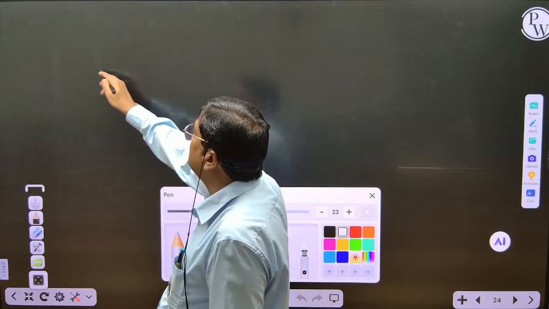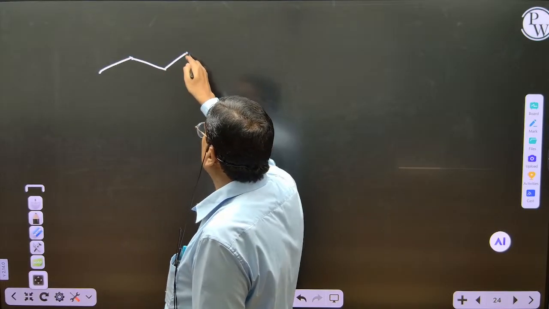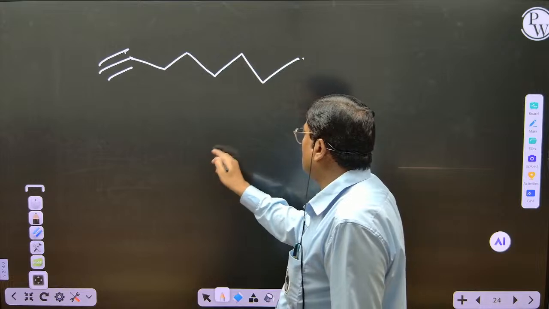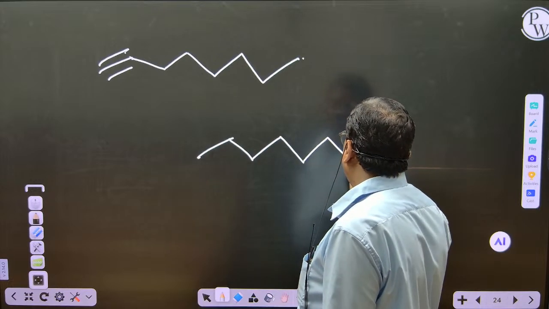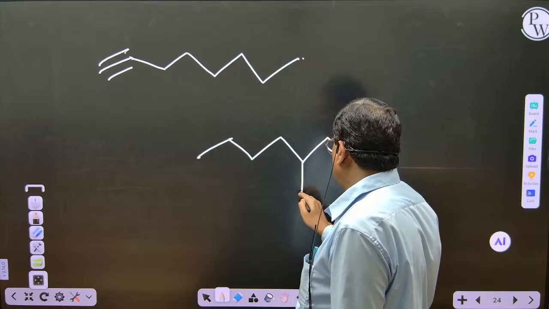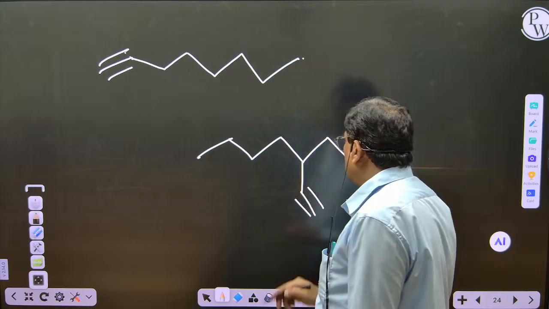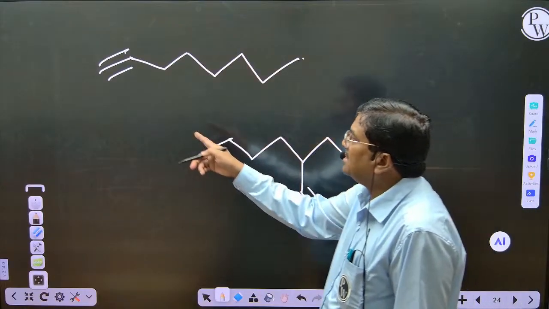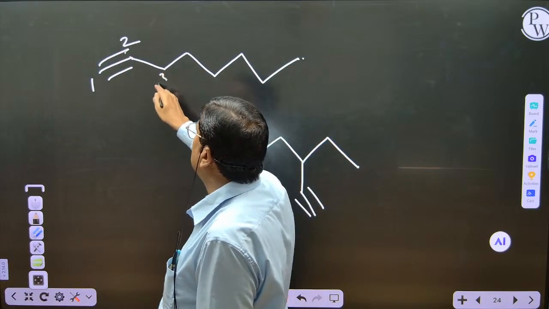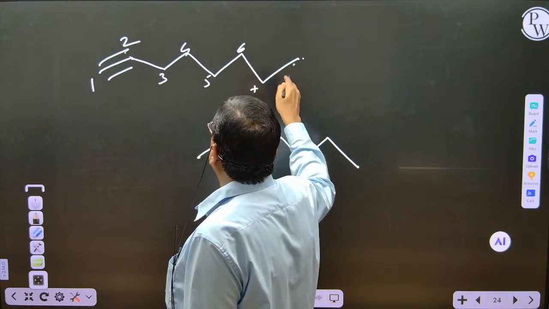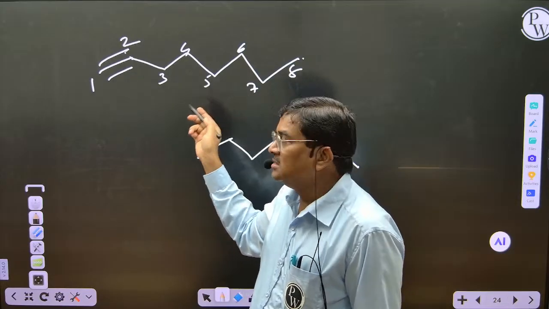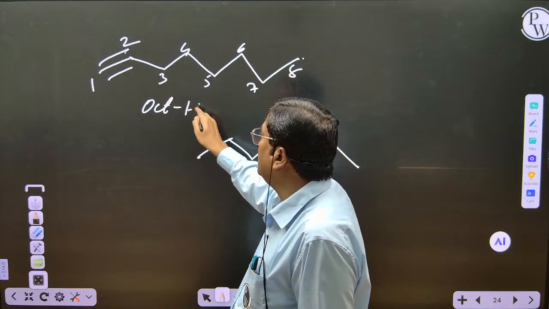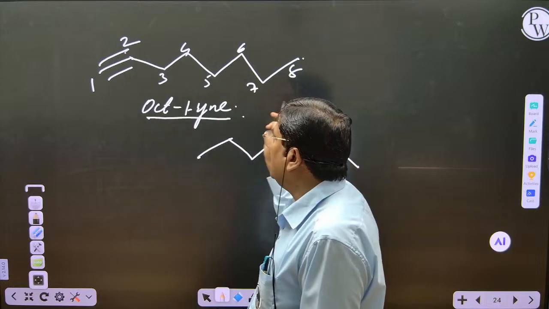This is the last 2 minutes. Write the name for these last two compounds. Numbering, where do you start from? The triple bond, no? Here you have to start. This is first, second, third, fourth, fifth, sixth, seventh, eighth. What is the word root? Oct. Where is the triple bond, friend? One. Oct-1-yne. You can even write 1-octyne.